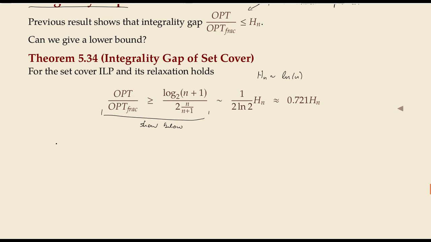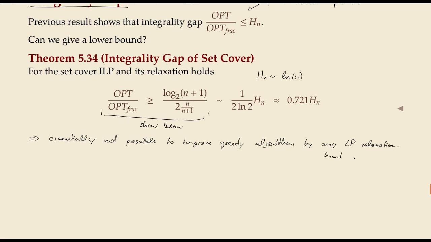So this result shows you that it's essentially not possible to improve the greedy algorithm by whatever clever scheme of rounding or by any LP relaxation based method.